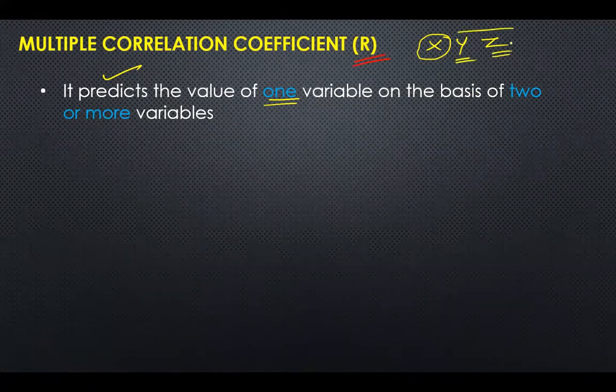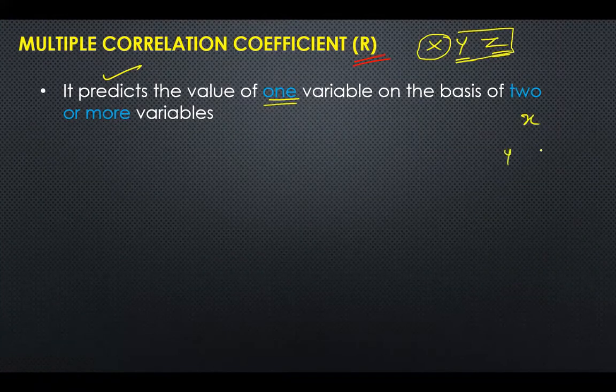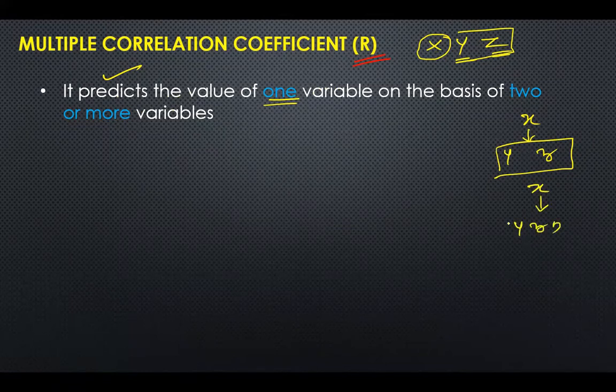So Y and Z are two other variables. X is one variable, and I'm going to predict it based on these two. This is what multiple correlation is about. It predicts the value of one variable on the basis of two or more variables. Suppose there are three variables, fine. If there are four variables, I'm predicting the value of X from Y, Z, and, for example, N. Just like that, I am predicting it.